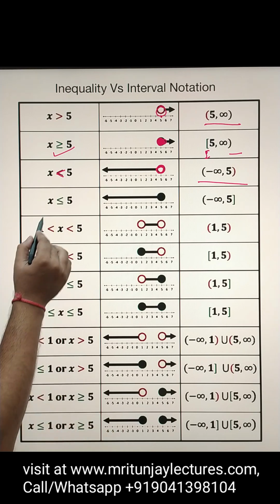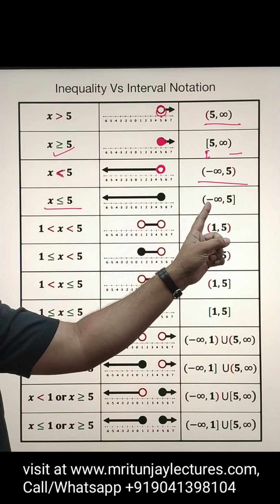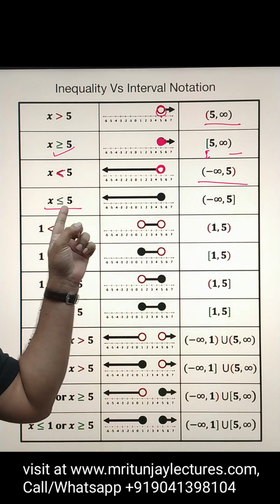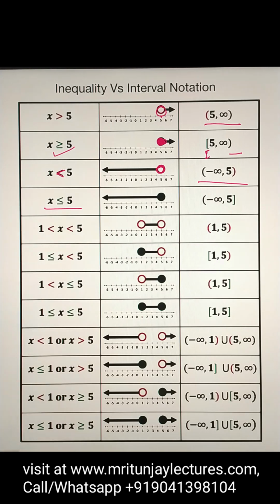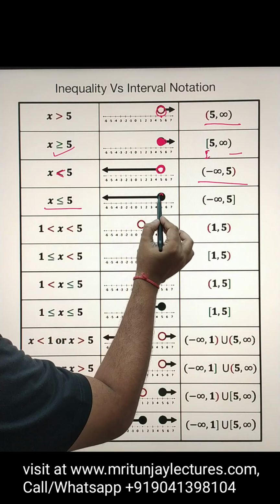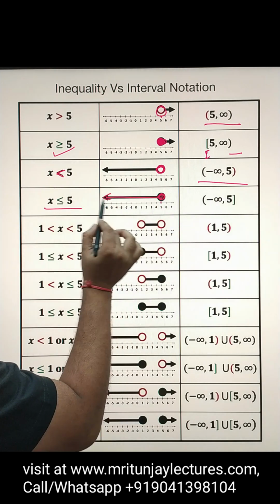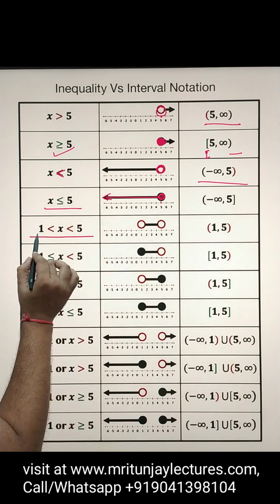Now the next one: if x is less than or equal to 5, what is the meaning of that one? It means the open interval at minus infinity to the closed interval at 5, represented like that. And if you want to represent it in a graph, here it is simply a dot at 5, and the line goes like that. After that, the next target is x from 1 to 5.